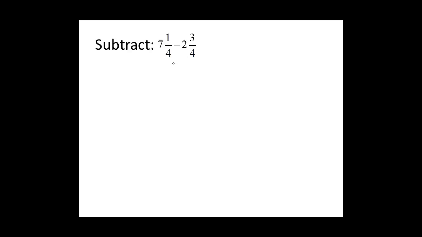Let's change 7 1/4 to an improper fraction. The whole number times the denominator plus the numerator. 7 times 4 is 28, plus 1 is 29. And we keep the same denominator. Now we will change the second number to an improper fraction. 2 times 4 is 8, plus 3 is 11. We have a common denominator, so we will take the numerators and subtract them over the same denominator. 29 minus 11 is 18.